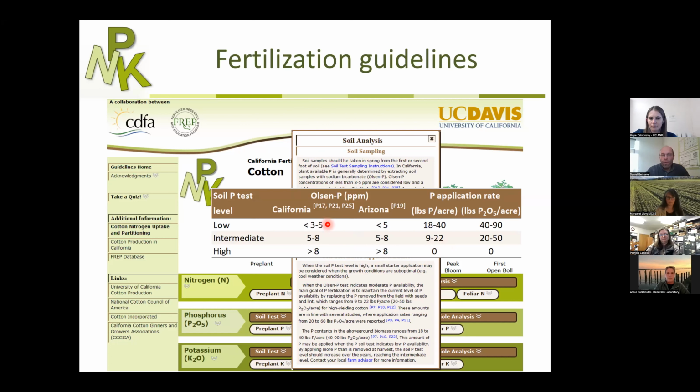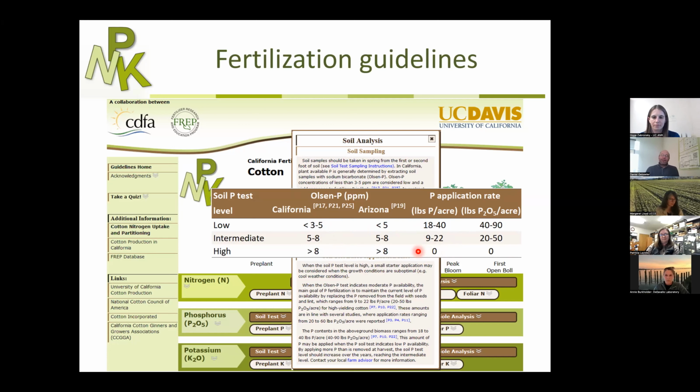If it's low, below 5, then the recommendation is to apply a bit more, so a corrective application, so that over the years we will reach the intermediate level. And when it's high, above 8, it's not necessary to apply phosphorus, but keep testing. At one point it will reach the intermediate level, and then you would need to start applying fertilizer again.